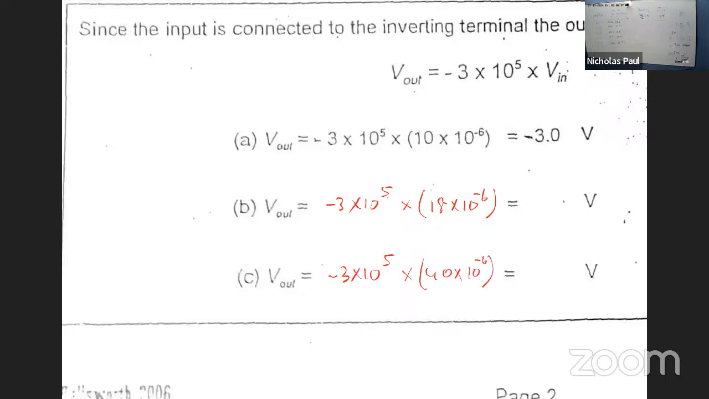Again, what was it? How much? 5.4. Yeah, minus 5.4. And the last one, minus 12. Right? All those values okay? Yeah. All those values fall in the range? Yeah. Alright, let's move on. Let's go again.